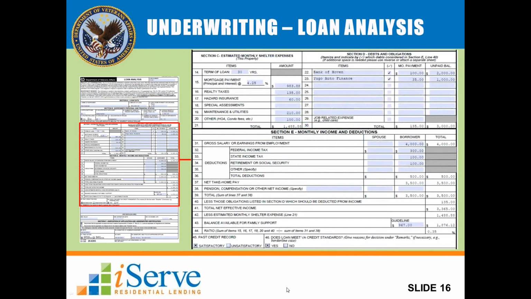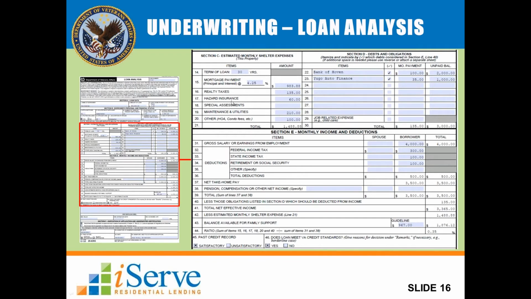Here's where we get into the nuts and bolts: Sections C, D, and E. Section C is for their estimated housing expenses. Now this is a little bit quirky when you compare it against the 1008. So first of all, box 14, term of the loan, easy enough. Box 15, the P&I at X interest rate. In this example, 4 1/4. So we're looking at, I think I said, our loan amount at $200,000. So we have a $983.88 P&I.